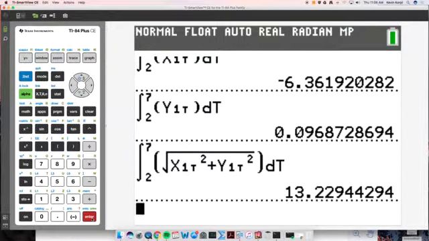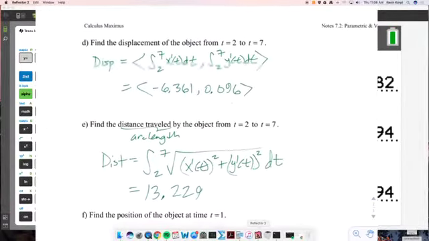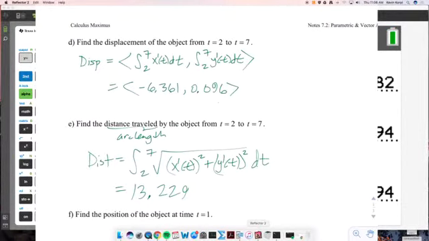Woo! Okay, it took a little while. 13.229. So in netting 6 units to the left and a smidgen above where it started, it traveled through 13.229 units of length.